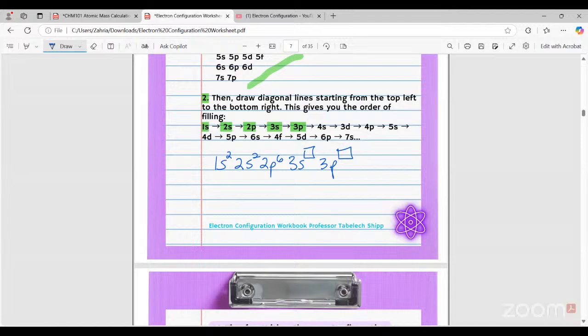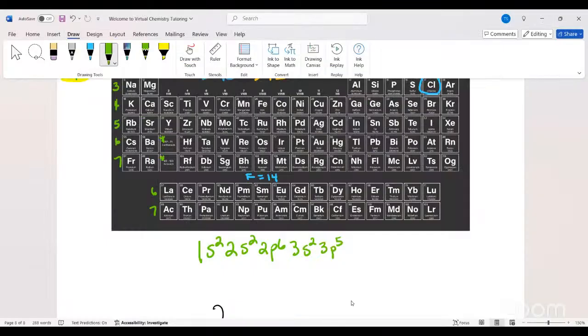Now, if you want to check yourself to make sure that you did it right, what you have to do is add up those little superscript numbers. Add them up. So when you add up your superscripts, you're going to end up with 2 plus 2 plus 6 is 10. Plus 2 is 12, plus 5 is 17. 17 electrons for chlorine, and there you have it.